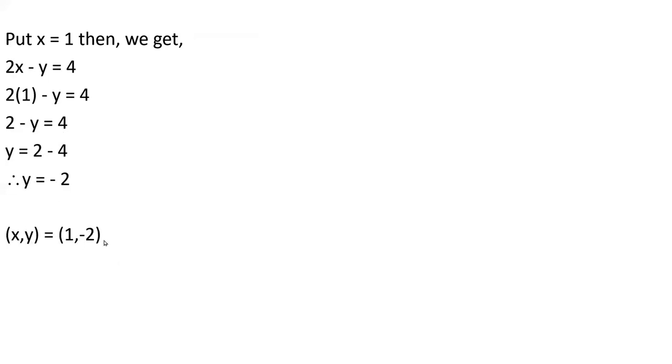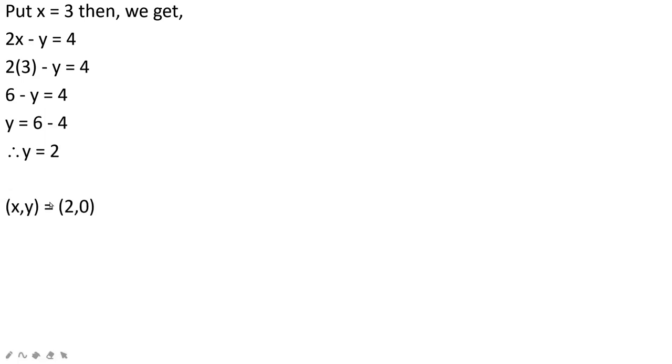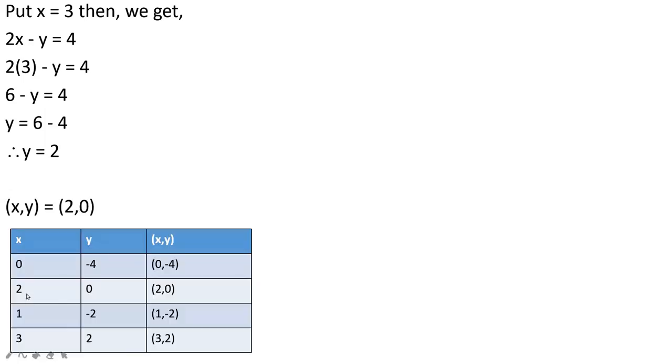Instead, we will take x as 1. So when x is 1, I get 2 into 1 minus y is 4, so 2 minus y is 4. So our y is minus 2, and x comma y is 1 comma minus 2. Now I'm taking x as 3. So 2 into 3 minus y equals 4, 6 minus y is 4, so our y is 2, and x comma y is 3 comma 2. So these are our 4 x comma y values: 0 comma minus 4, 2 comma 0, 1 comma minus 2, and 3 comma 2.